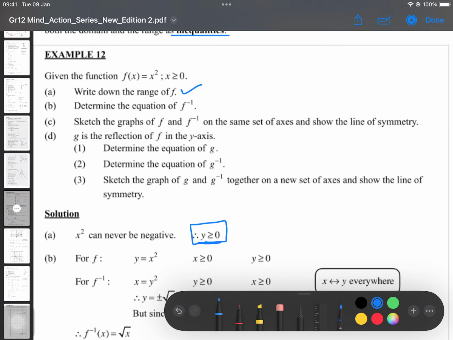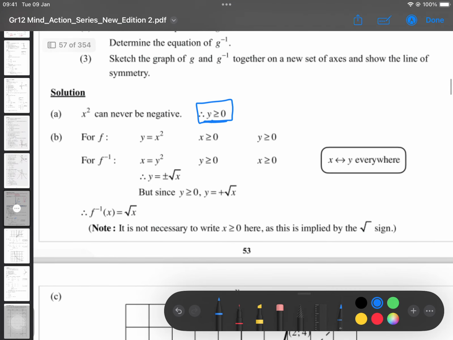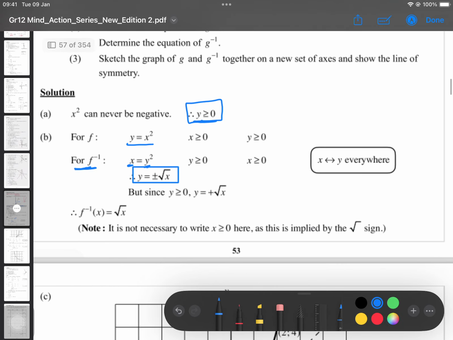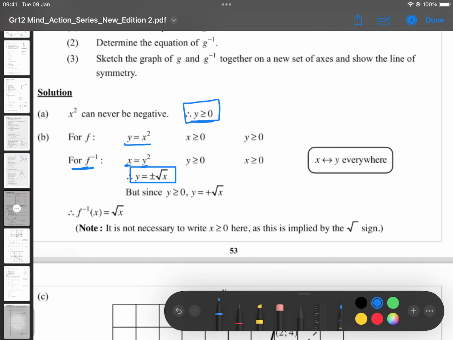Then B, determine the equation of the inverse of f. Again, this is the same thing. It's just that now, because of this restriction, at the end you're going to do something. Let's see what. You still start the same way. Then you swap x and y for the inverse. Then you make y the subject of the formula. Now, when you swapped the x and y, the original came with this restriction. When you swap x and y, here you're going to put y now. So you put y, that's the restriction for the inverse.